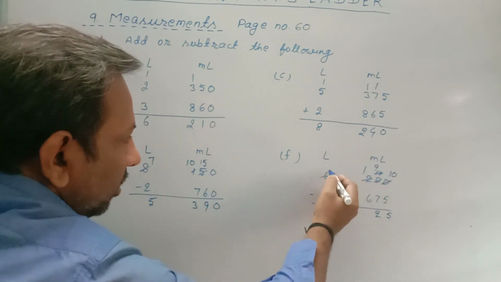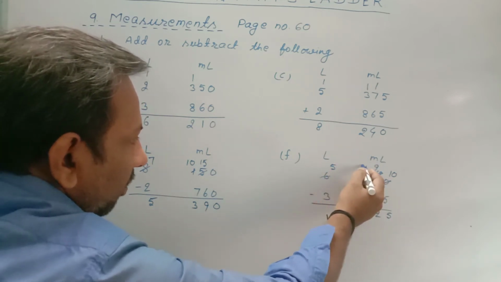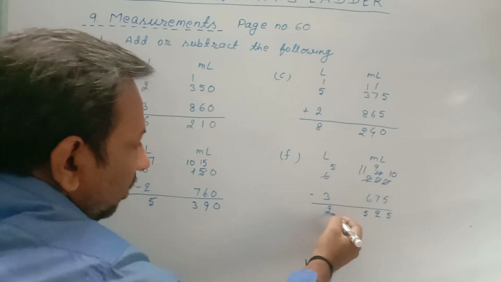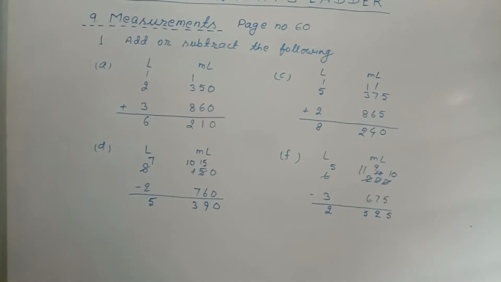We'll take 1 from 6. It became 5 and it became 11. 11 minus 6 equal to 5 and 5 minus 3 equal to 2. So this subtraction became 2 liter 525 milliliter.